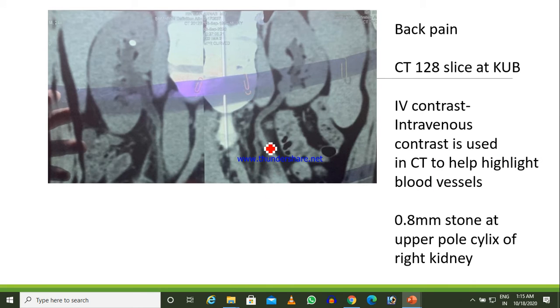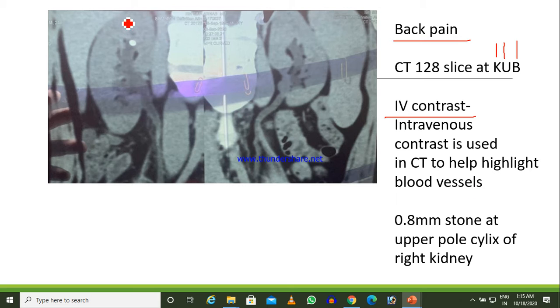Now that, as I was telling my brother, he was experiencing a back pain. With that clinical symptom, he was supposed to do the CT scan with a 128 slice scanner at the kidney, ureter and bladder region, with intravenous contrast applied, which helps to highlight the blood vessels.